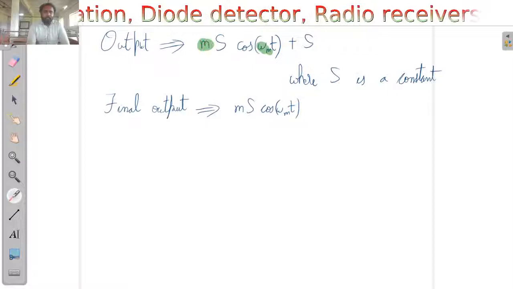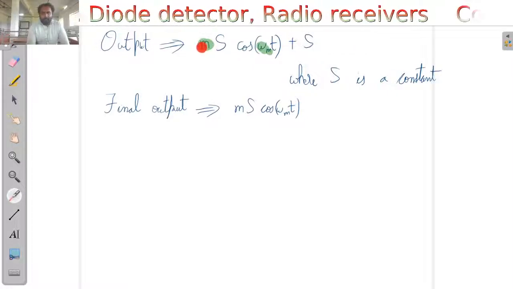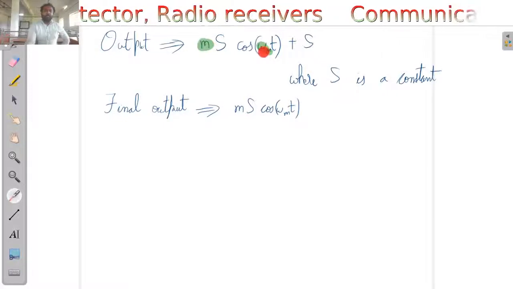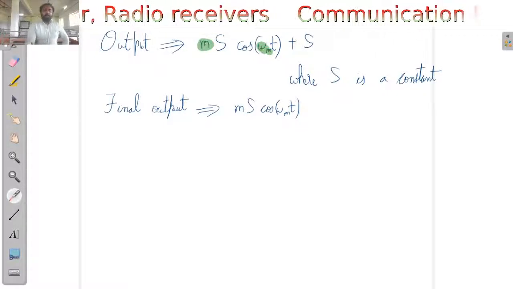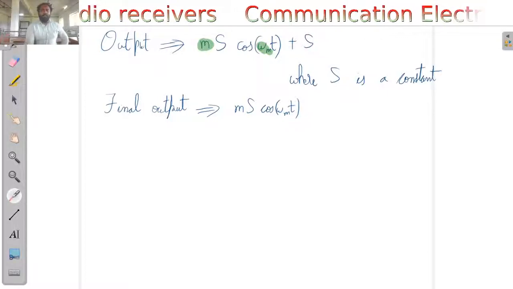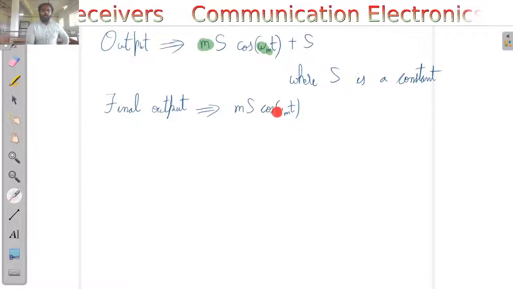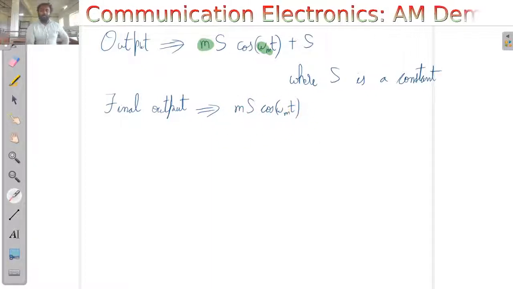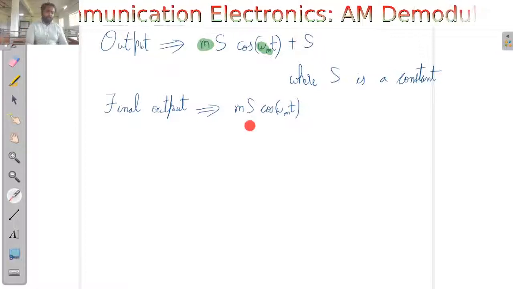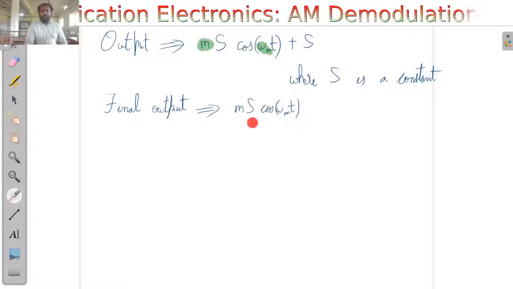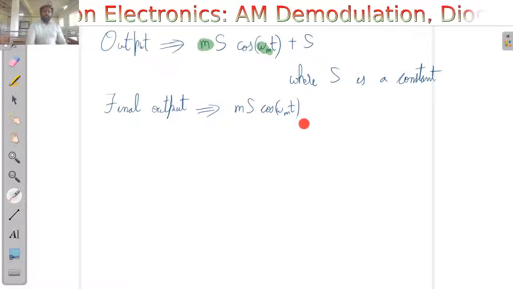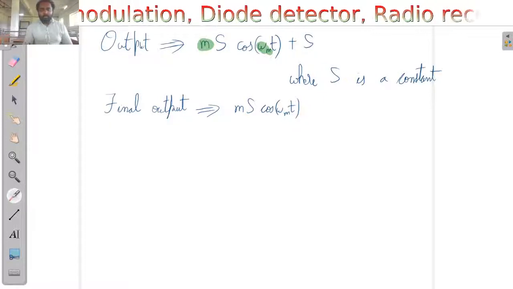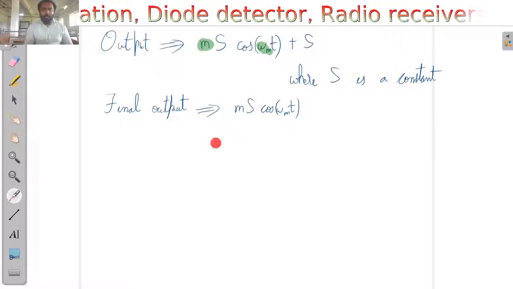So m represents the amplitude of our baseband signal, and omega m represents the frequency of our baseband signal or our message signal. The final output after removing this S by filtering using a capacitor will be ms cos omega mt, which is our baseband signal or our message signal that was modulated by the transmitter. So this is our message. This is how we use a superheterodyne receiver to obtain the demodulated signal.